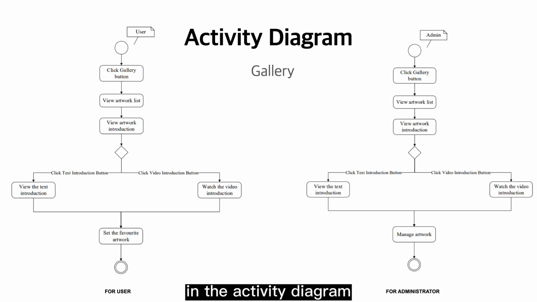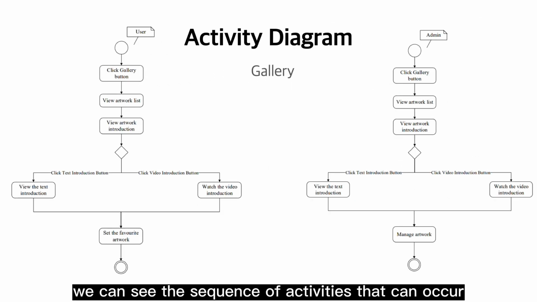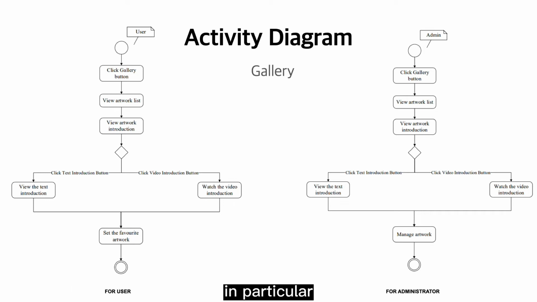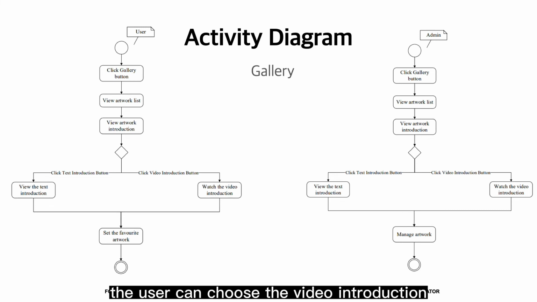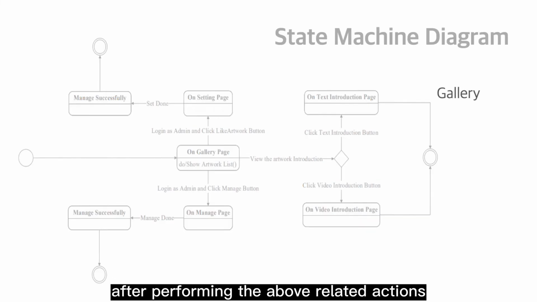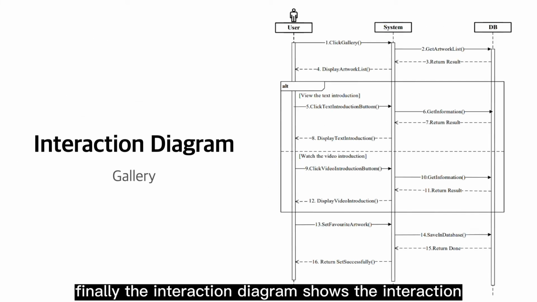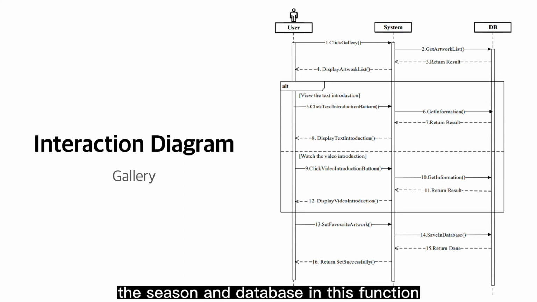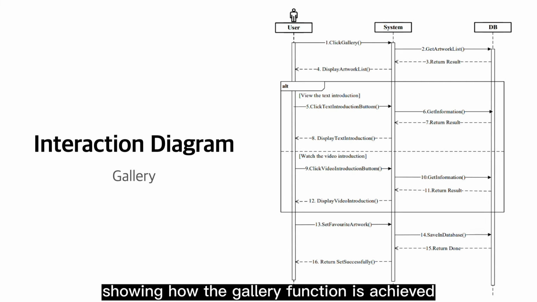In the activity diagram, we can see the sequence of activities that occur after clicking on the gallery button. In particular, in the view artwork introduction part, the user can choose the video introduction or the text introduction. The state machine diagram shows the possible states that can occur after performing the above related actions. Finally, the interaction diagram shows the interaction between the user, the system, and the database in this function, showing how the gallery function is achieved.